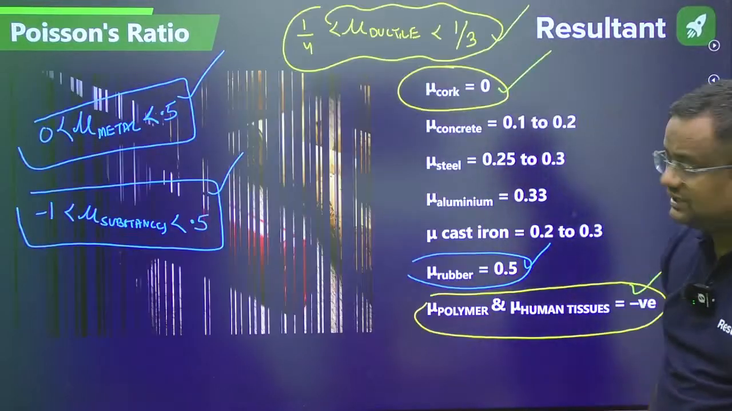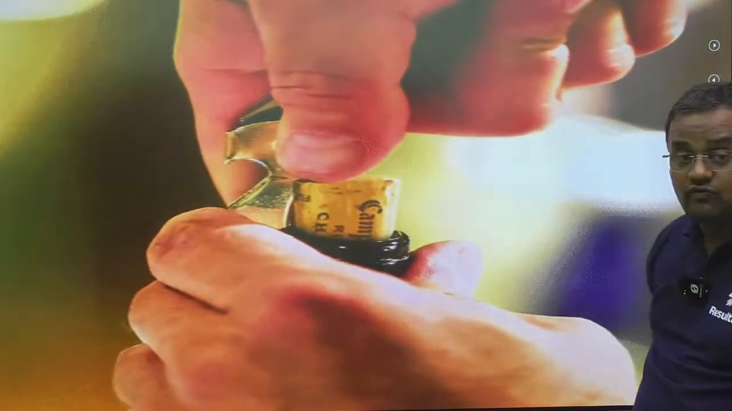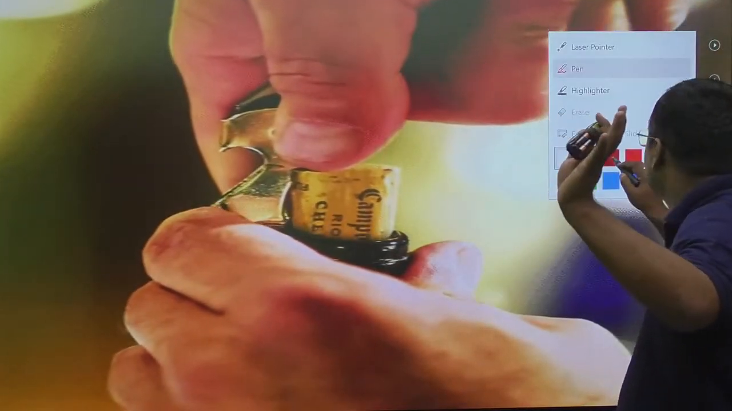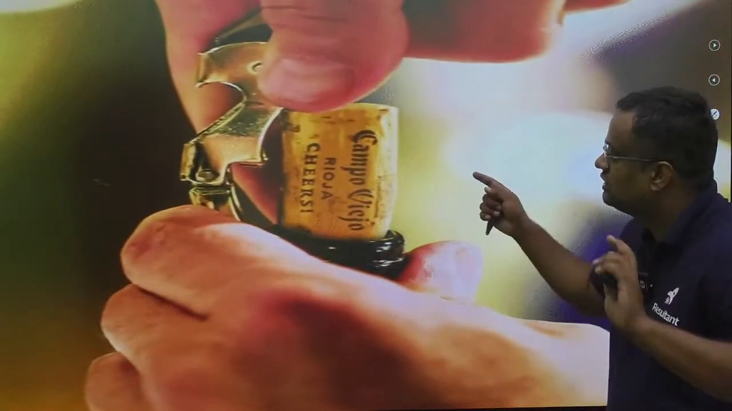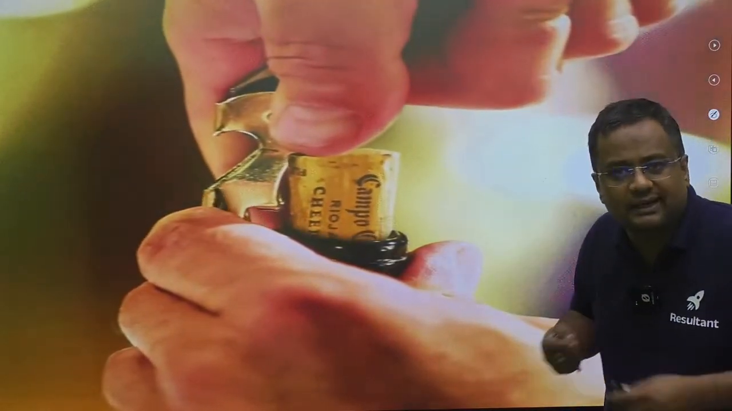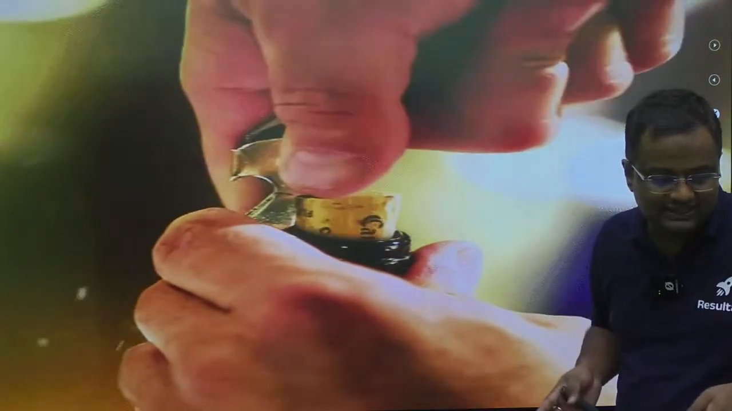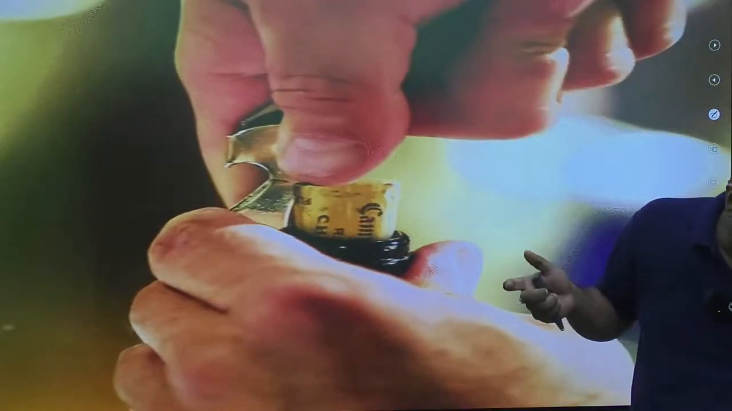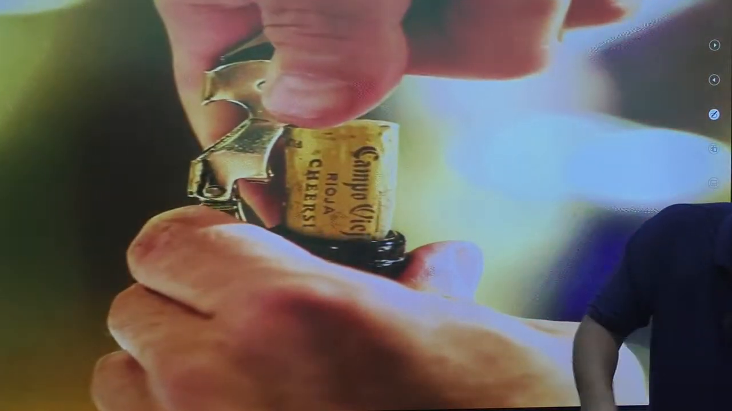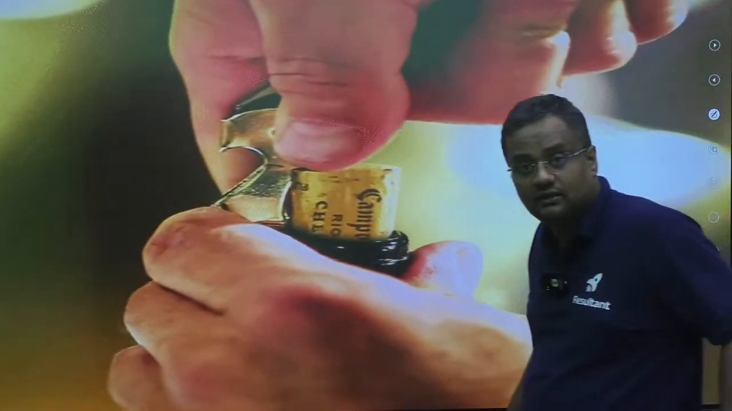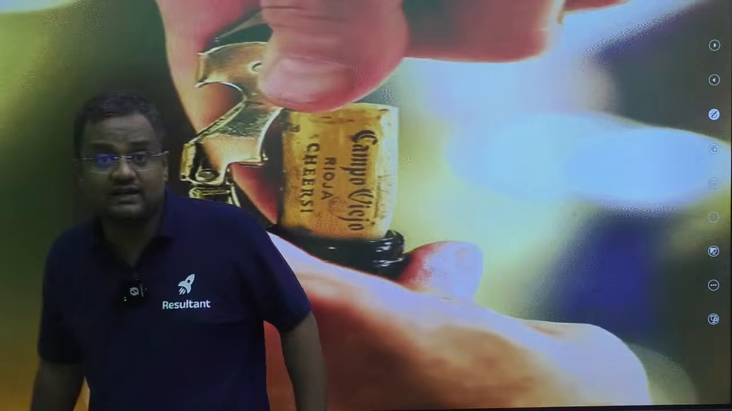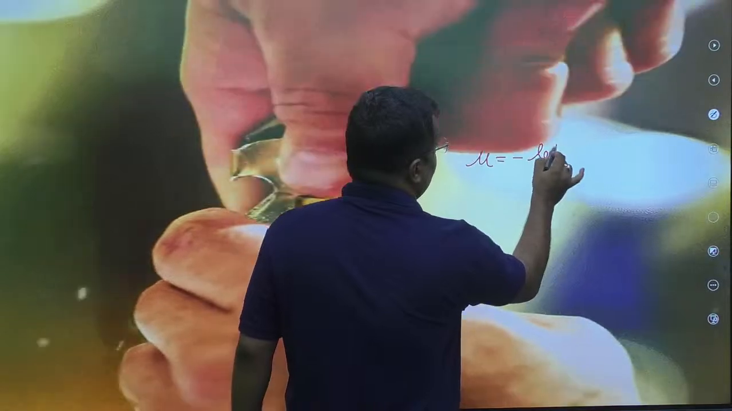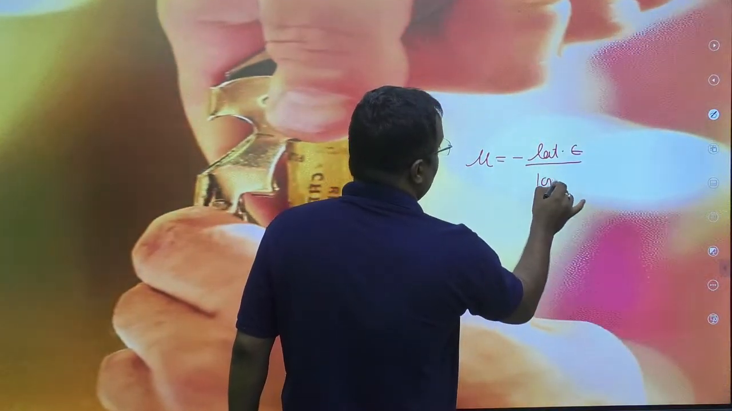Like for cork, mu is 0. Mu of cork being 0 is, guys, why cork is used in a wine bottle. Apart from the technicality of some chemical composition, and wood touching the wine and making it better and better day by day, one more reason is that mu is 0 for this. Now, sir, what is the significance of mu 0? Guys, mu 0 means mu is equal to minus of lateral strain divided by longitudinal strain.